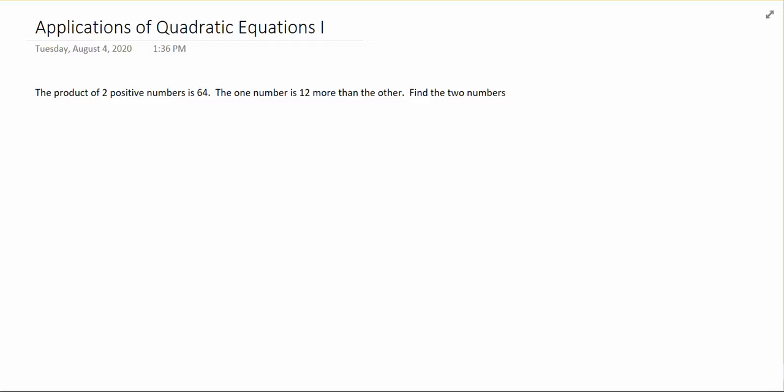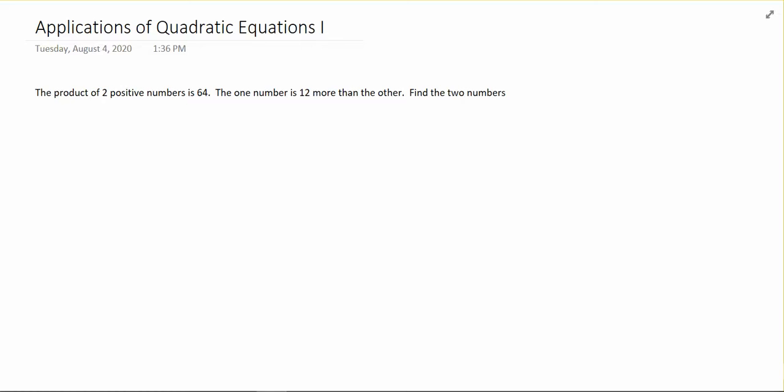In this video, we will explore applications of quadratic equations. So in this first problem, it says the product of two numbers is 64. One number is 12 more than the other. Find the two numbers. So these are word problems. So remember how we set up word problems. We always started with defining variables.